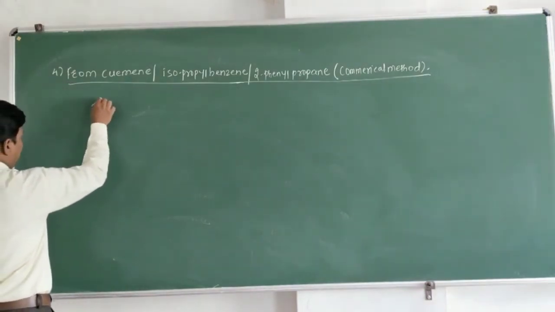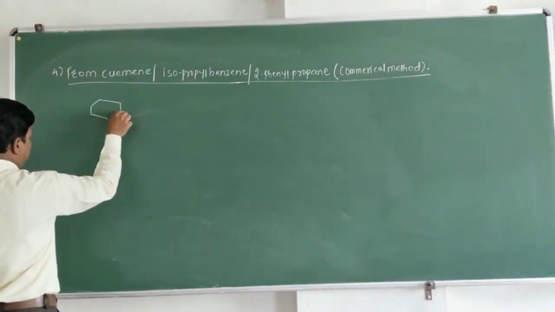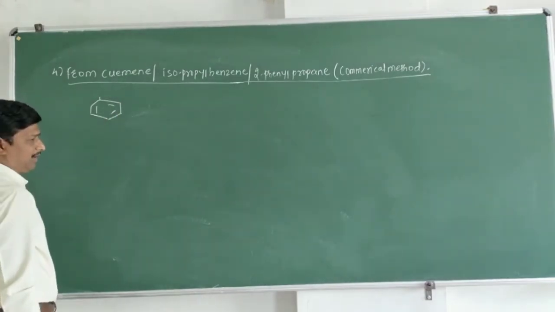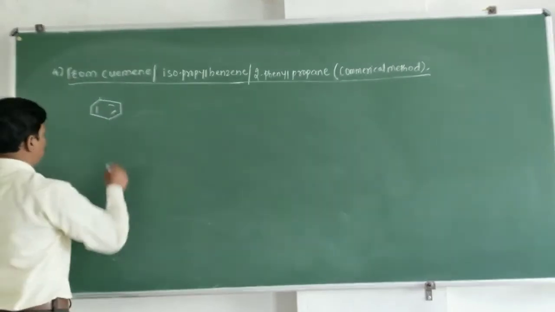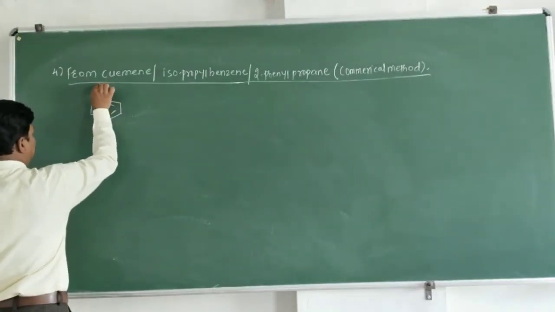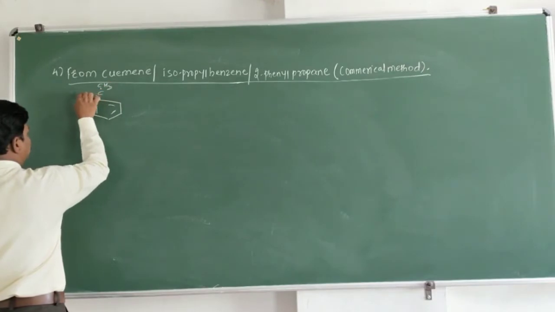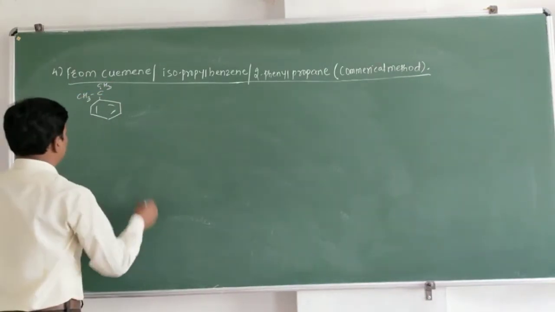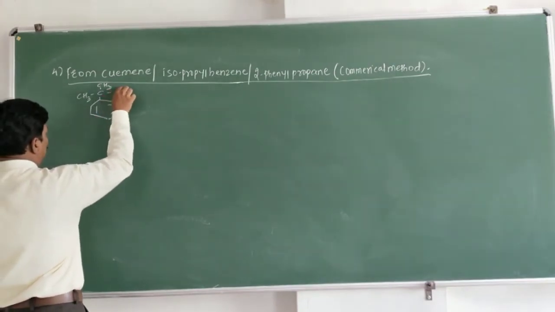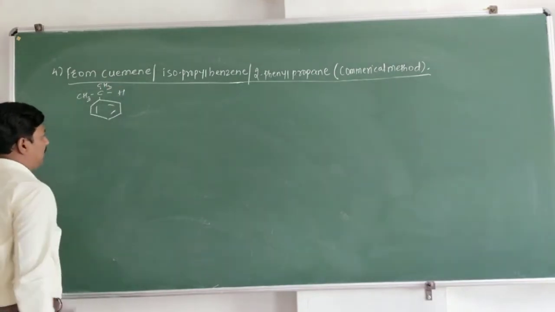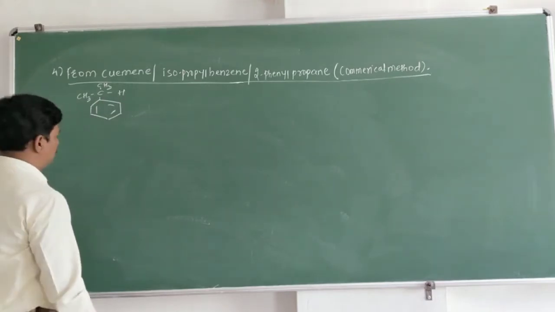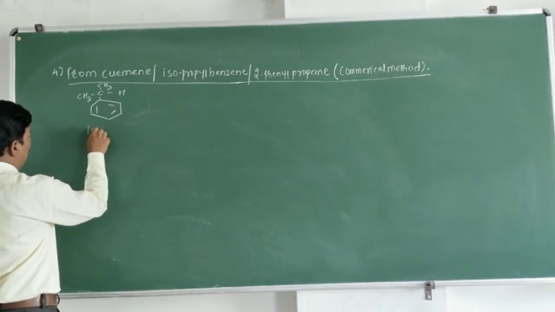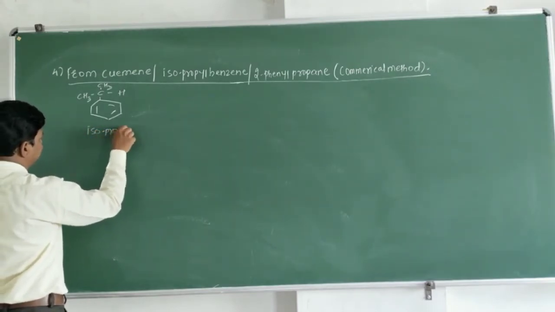Now this reaction starts from the cumene. That's why first of all I will write the structural formula of the cumene. The structure is: on the benzene ring a carbon atom is present, and on that carbon atom there is one hydrogen atom, two methyl groups are present, and the CH group is present here. Actually it is known as the cumene or the isopropyl benzene.